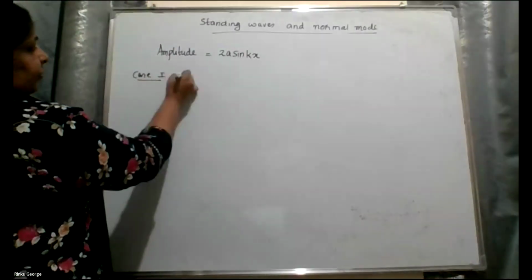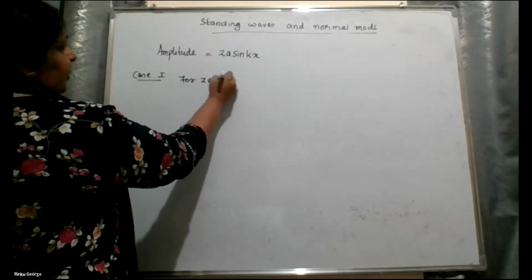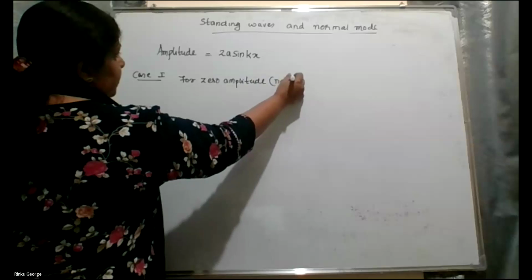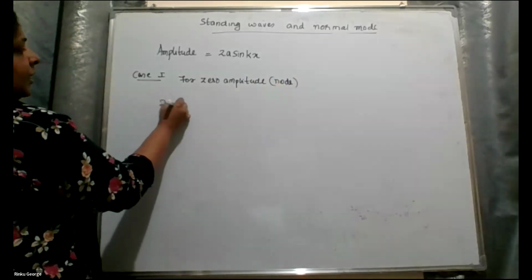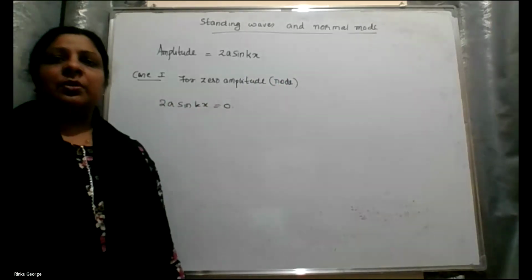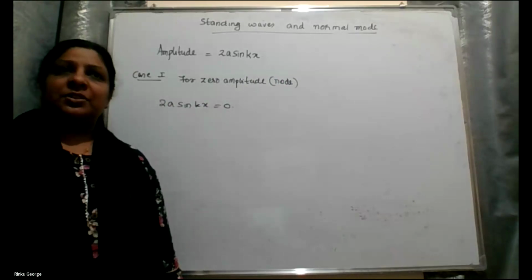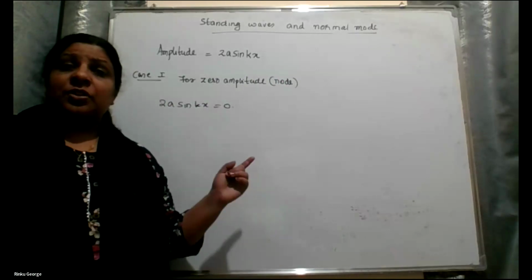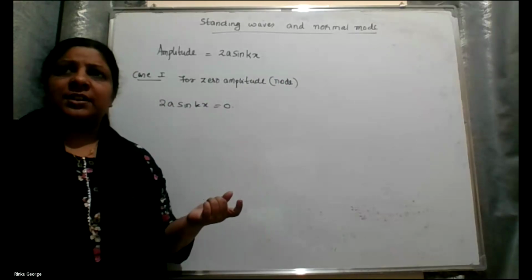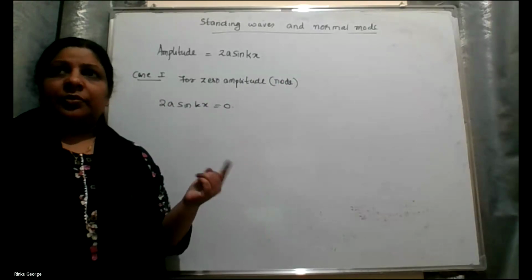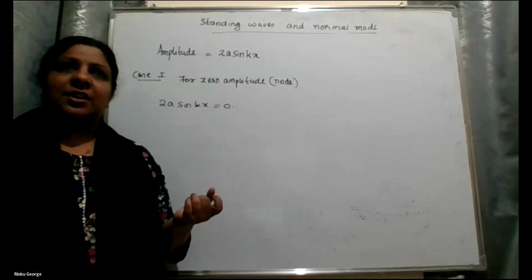So case 1, for zero amplitude. That is for getting nodes. So what will that be? 2a sine kx will be equal to 0, right? Now, can 2a be 0? What is a? A is the amplitude of y1 and y2. It can never be 0, right? If amplitude is 0, it means there is no wave.